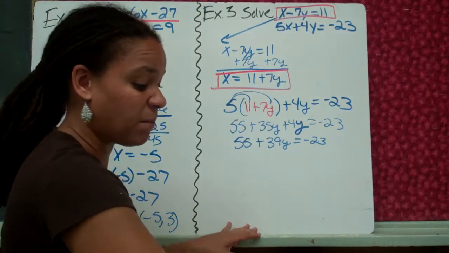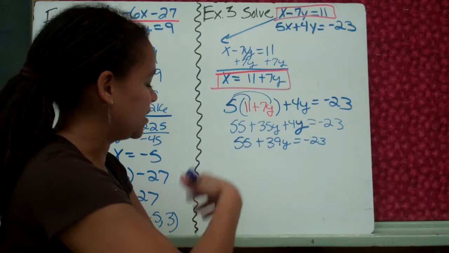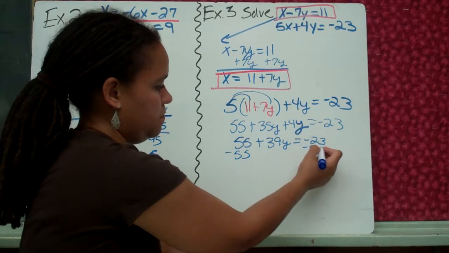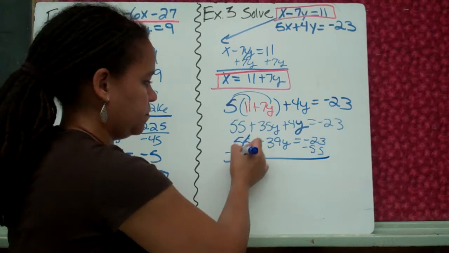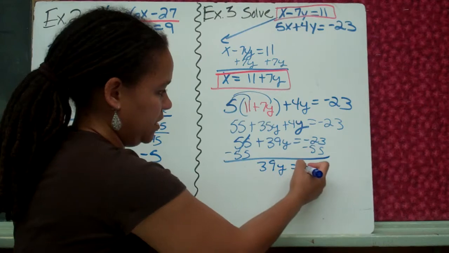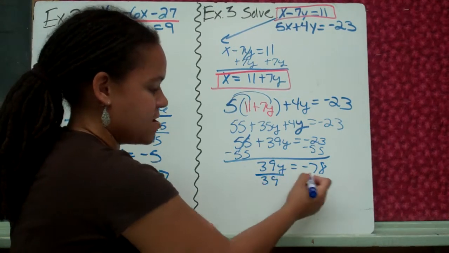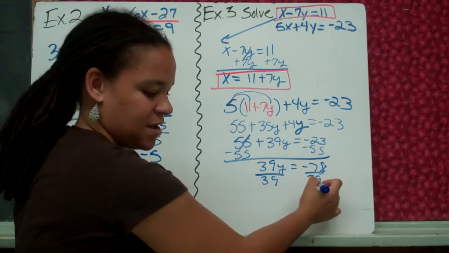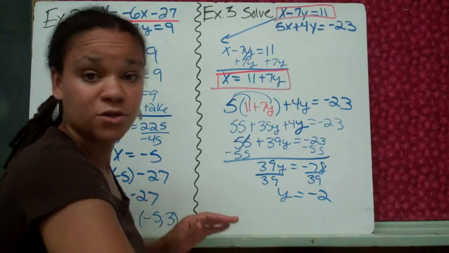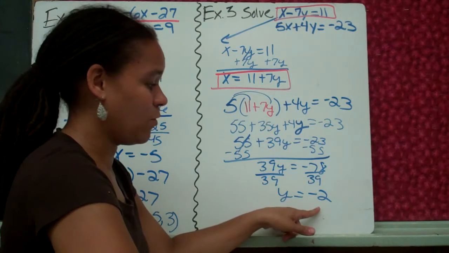Maybe we'll come out with something positive, or not even a fraction this time. So let's subtract 55 from both sides. So now we have 39y is equal to negative 78. Divide by 39, divide by 39, and we end up with negative 2. Much, much better. Don't get me wrong, there's nothing wrong with fractions or decimals, but it is nice when you come out with a whole number.